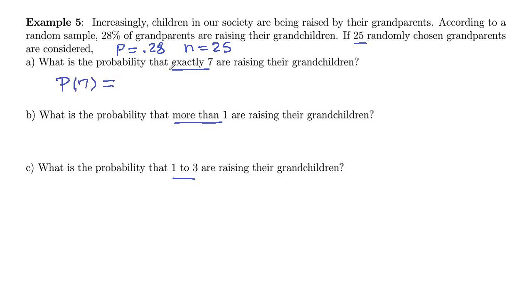So remember when you have an equal probability, use binomial PDF. So we want to do binom PDF. And then remember the syntax is N, P, and X. So 25 is our N, P is 0.28, and X is equal to 7. So let's enter that on the calculator.